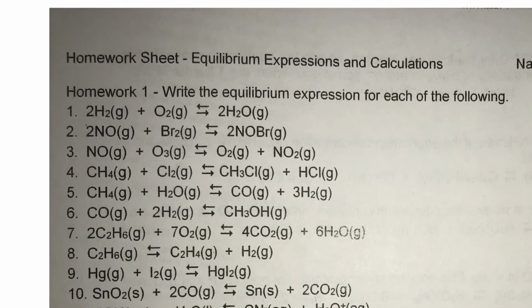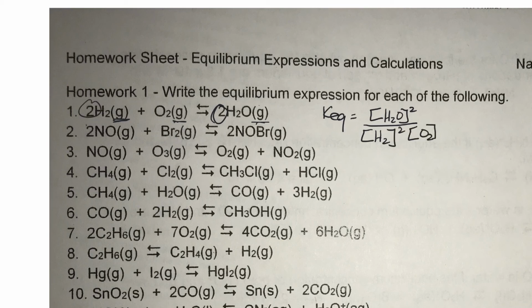So let's look at the first one. This is a gas, this is a gas, this is a gas. This is called a homogeneous equilibrium. So the Keq for this expression is going to be the concentration of water, which is a product, raised to the power of the coefficient, so that's squared, divided by the concentration of the reactant. The first one is H2, hydrogen gas, squared, times the concentration of O2 gas. And it is just to the first power because there's only 1 mole of O2 in our balanced equation.